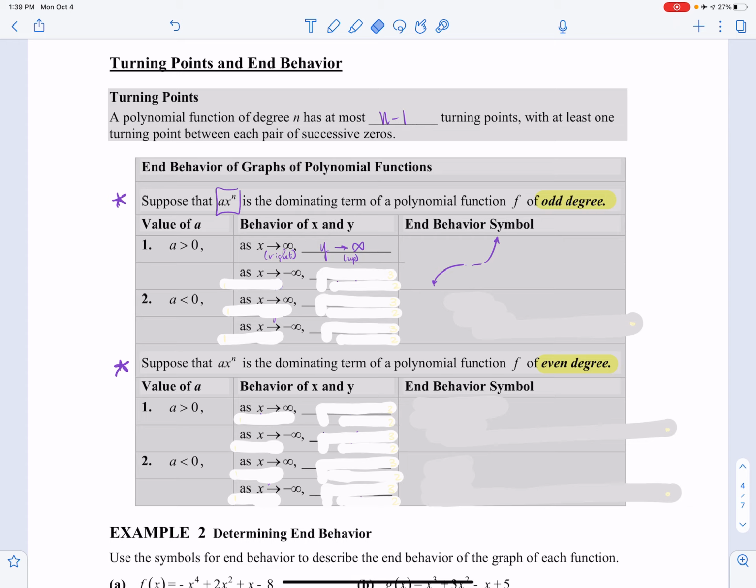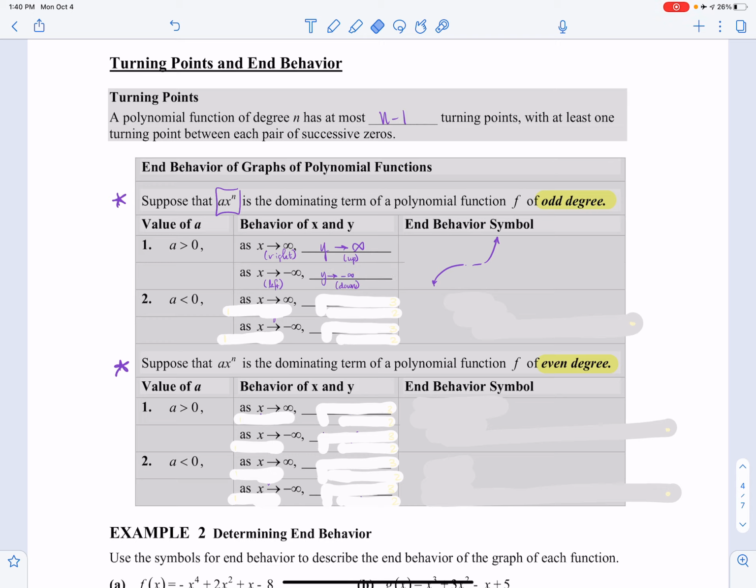As x goes towards or approaches negative infinity, so this is going to be on the left side over here. As x approaches negative infinity, the left side, my y's are going down. Well, how do I write that? My y's are approaching negative infinity.